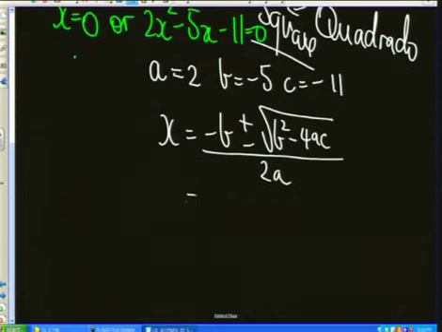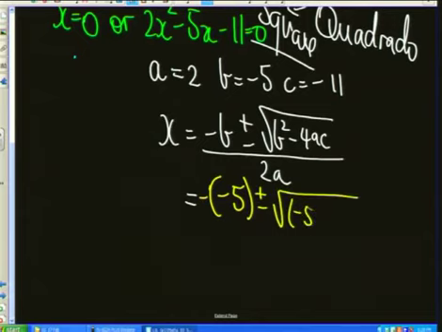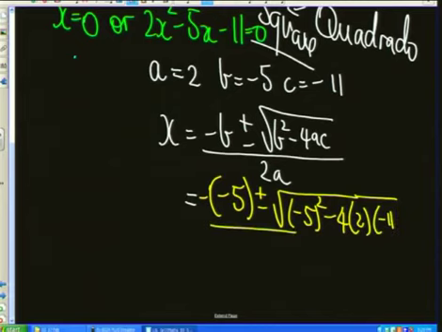And now we can substitute. B is negative 5, and in other words, we've got a negative 5 squared minus 4 times an a, which is now a 2, and the c, which is negative 11. And we're dividing that by 2 times 2.